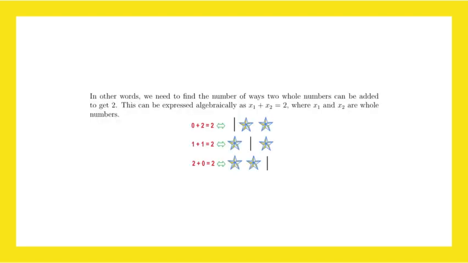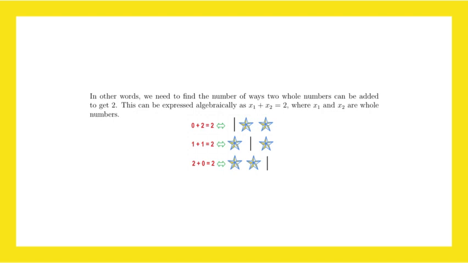In other words, we need to find the number of ways two whole numbers can be added to get 2. This can be expressed algebraically as x1 plus x2 is equal to 2, where x1 and x2 are whole numbers. Looking at the diagram, we can explain this as 0 plus 2 is equal to 2, 1 plus 1 is equal to 2, and 2 plus 0 is equal to 2.